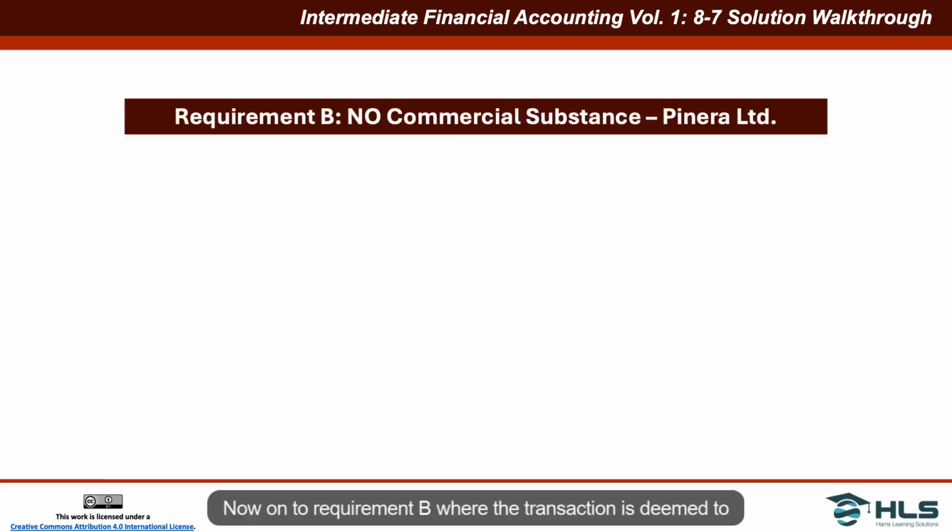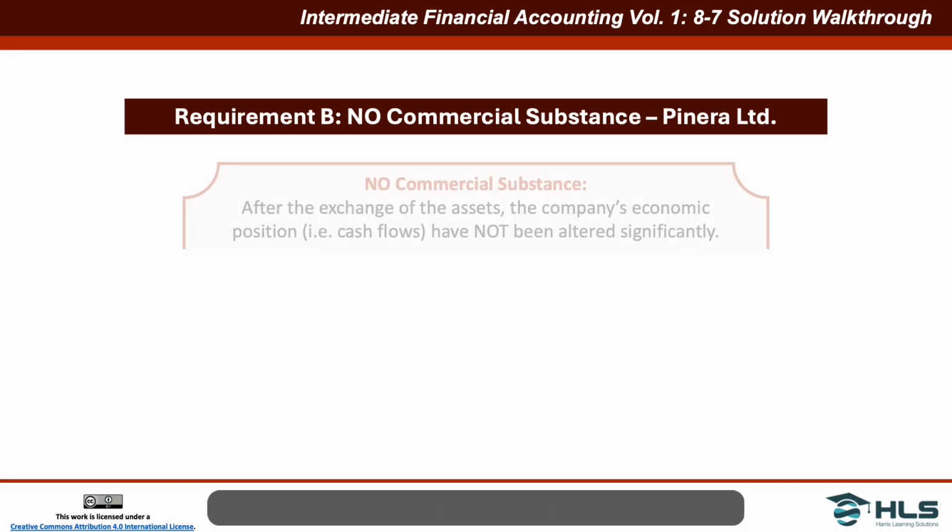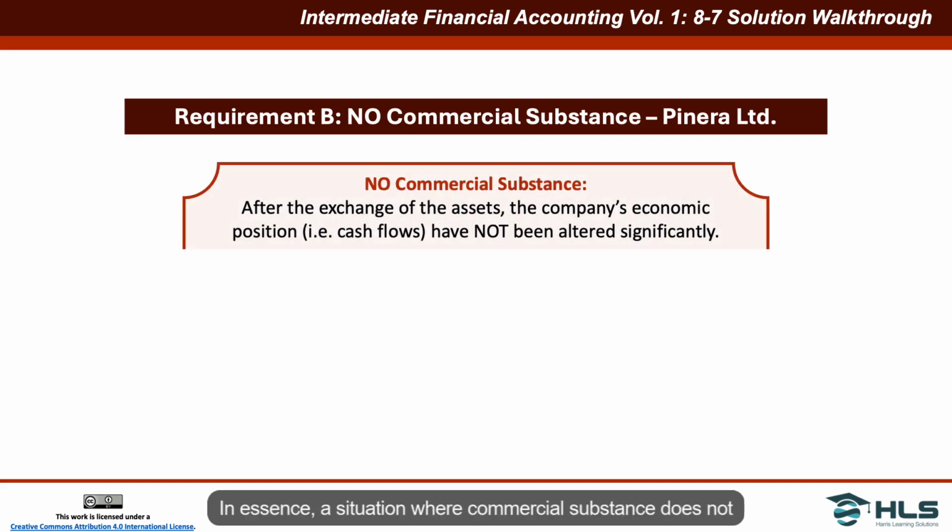Now on to requirement B, where the transaction is deemed to not have commercial substance. In essence, a situation where commercial substance does not exist means that after the exchange of assets, the company's economic position, i.e. its cash flows, have not been significantly altered. A simple example of this is exchanging a blue gasoline-powered truck for a substantially similar red gasoline-powered truck, where the fuel, operating, and insurance costs will not be significantly different.